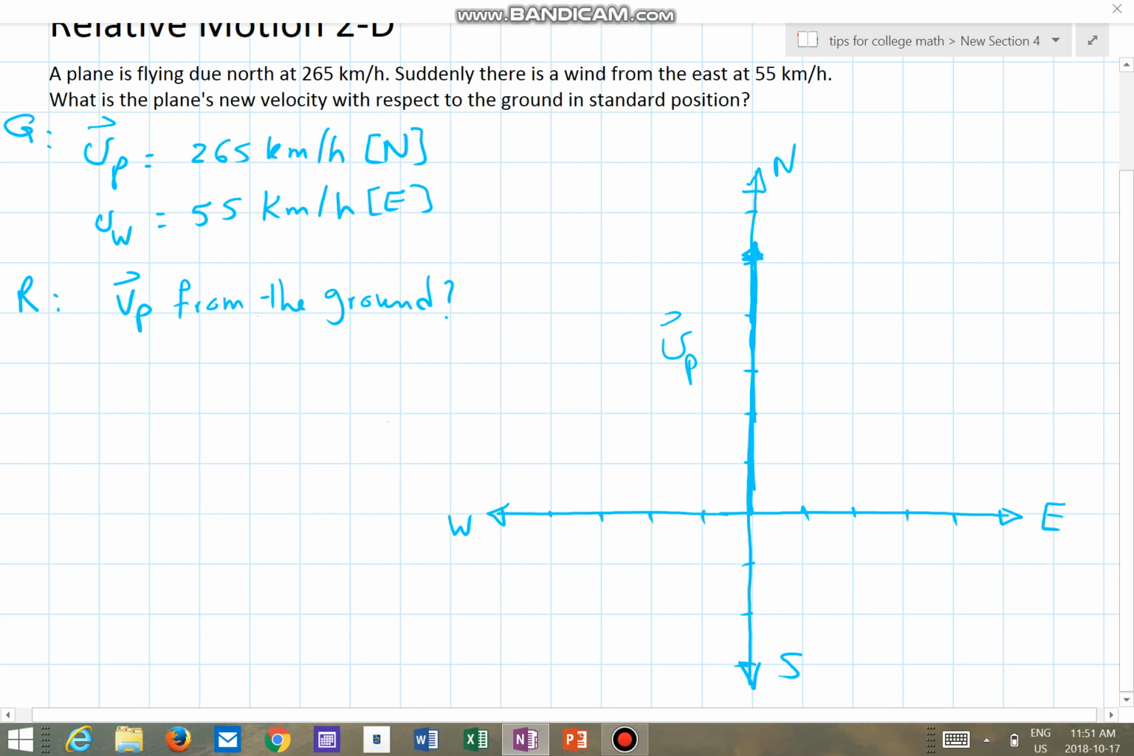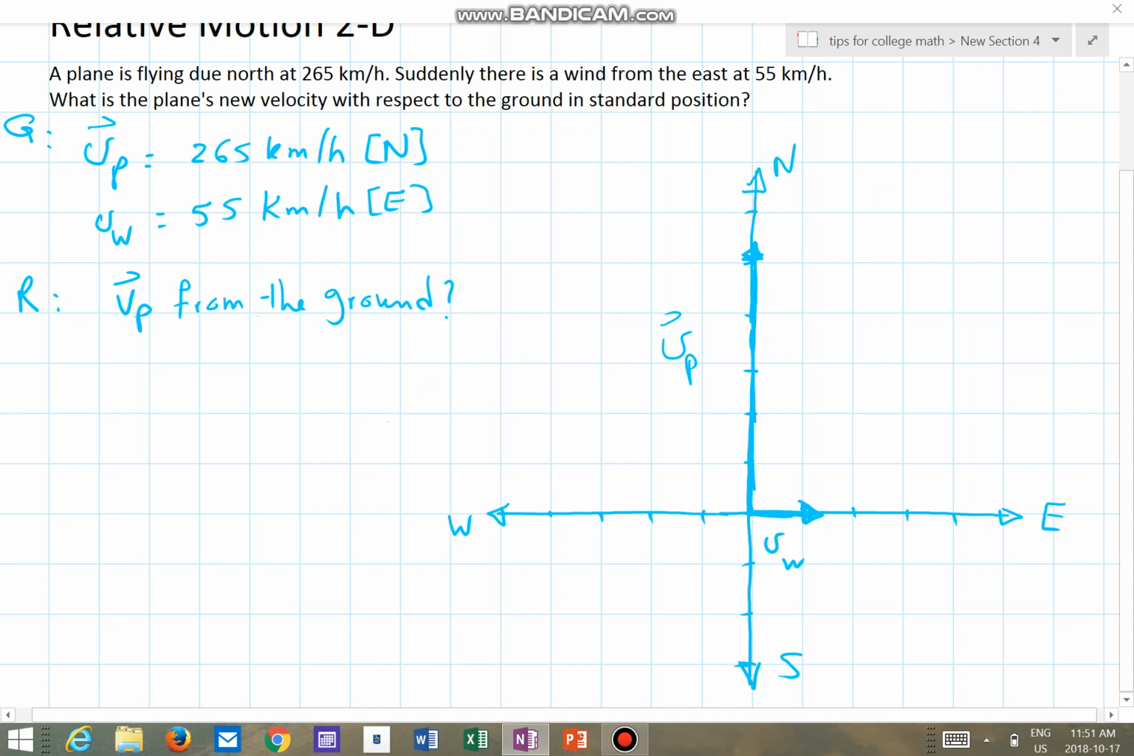And then we have V wind. V wind is going to the east, so I am starting here, and it's just 55 kilometers. Say it ends here. That's V wind. Basically, I want to get the relative velocity for the plane when somebody from the ground is watching. To add these two vectors, I need to have them both in the same direction.